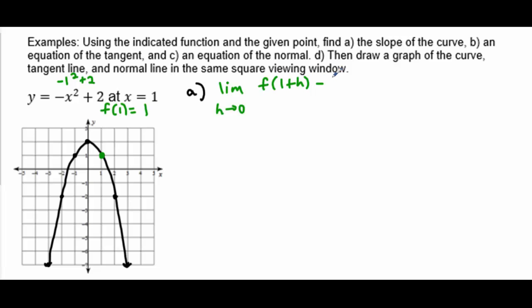And then minus, and then we have f of x in our formula, but we know that we want x to be 1. And it's all over h. So now I need to find f of 1 plus h, and I need to find f of 1. F of 1 plus h means take your function negative x squared plus 2 and plug in 1 plus h.